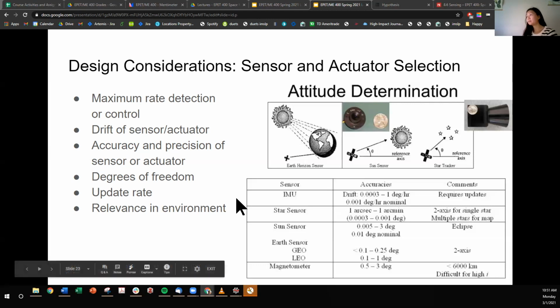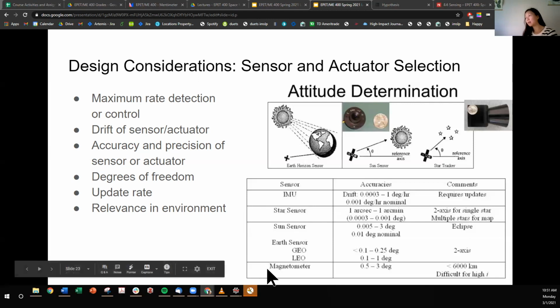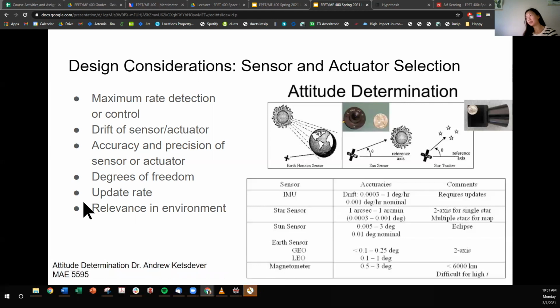And then you also need to think about sensors and actuators that would work in your environment. It would not make sense to bring a magnetometer or magnetorquers to Mars because there's not a magnetic field, right? So you want to make sure that you are selecting sensors and actuators that would actually make a difference in the environments that you're passing through.